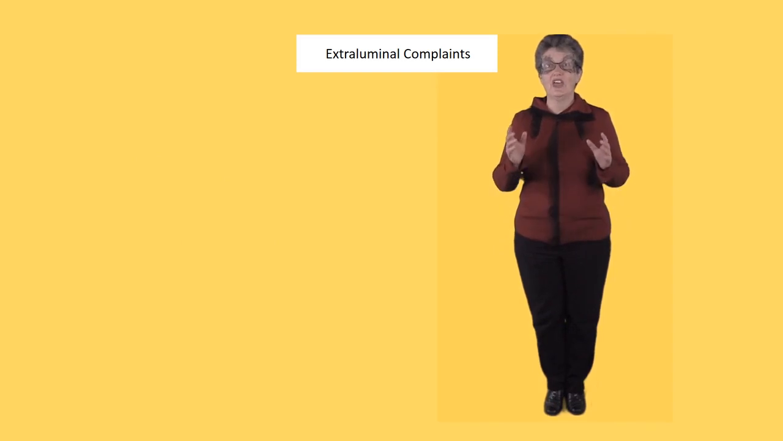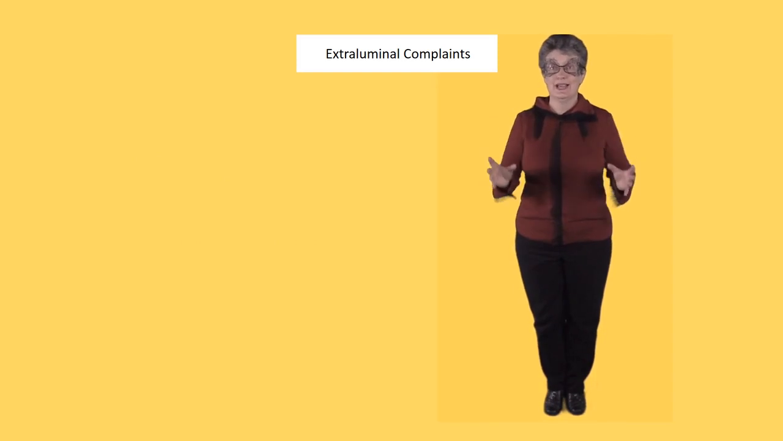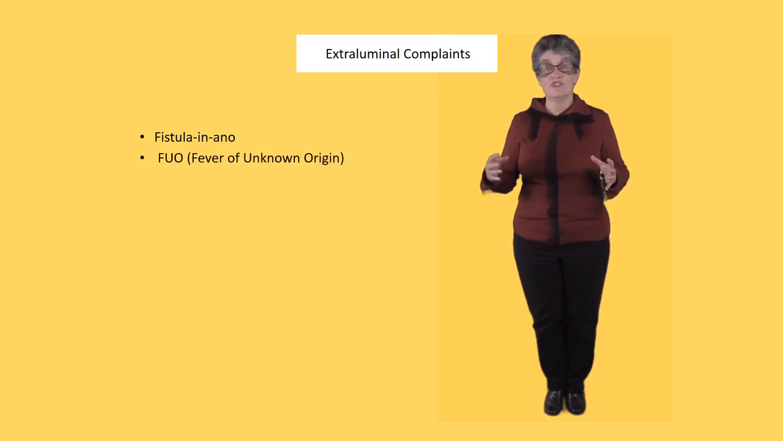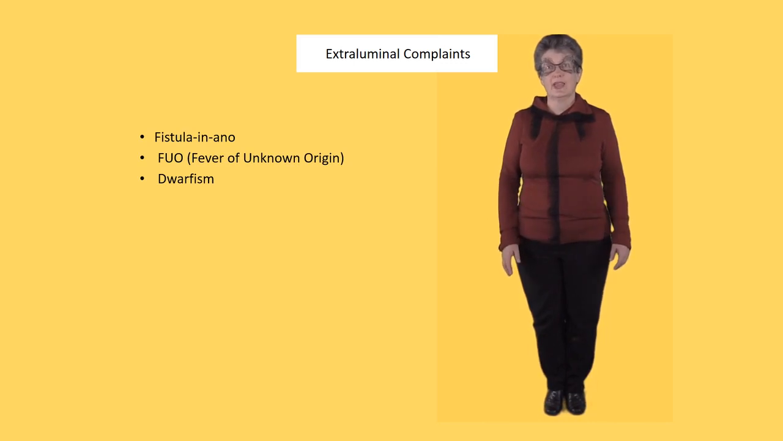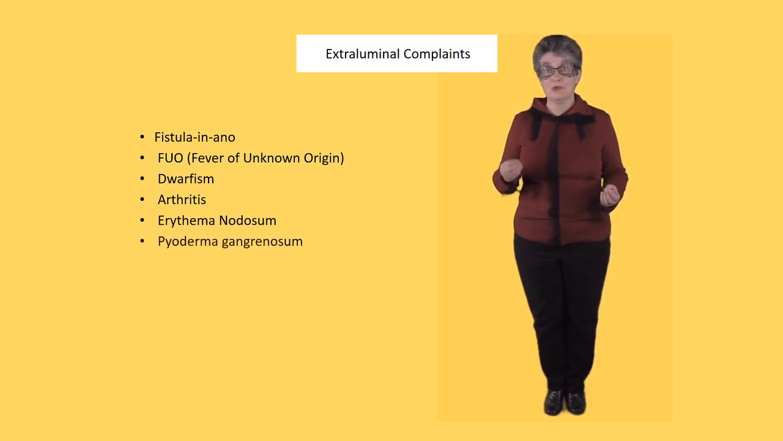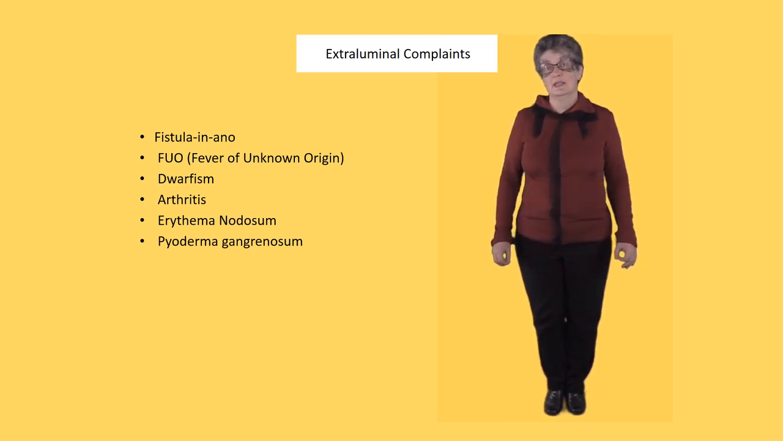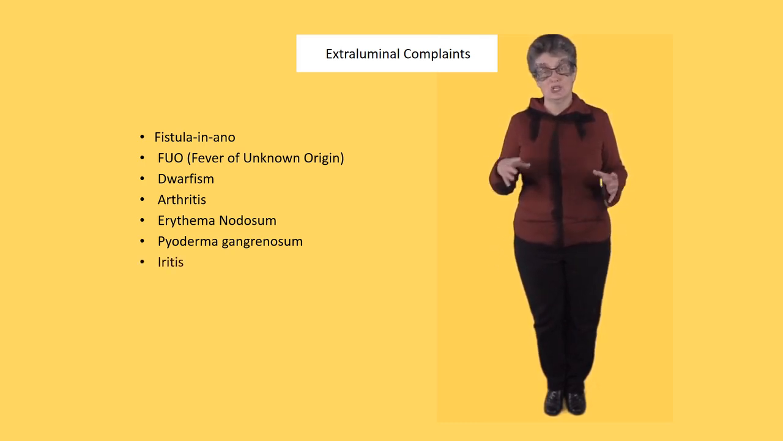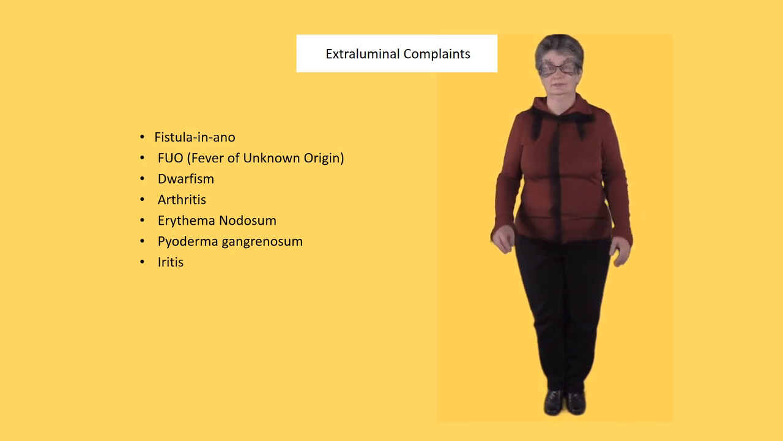Less well known are the extraluminal complaints, the things that happen in Crohn's disease outside the bowel. Perianal fistulas, fever of unknown origin, failure to grow in children because of malabsorption. Arthritis, erythema nodosum, and pyoderma gangrenosum, which are caused by vasculitis, are also associated with Crohn's disease. The immune response can cause iritis, yes, inflammation of the iris in Crohn's disease.